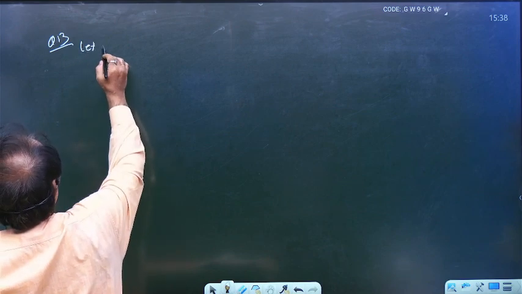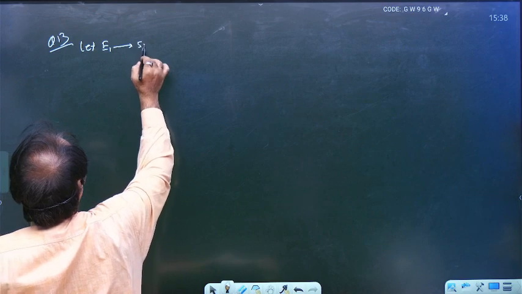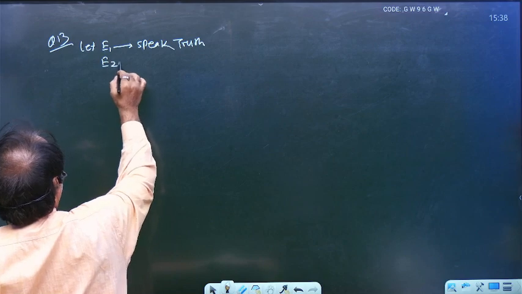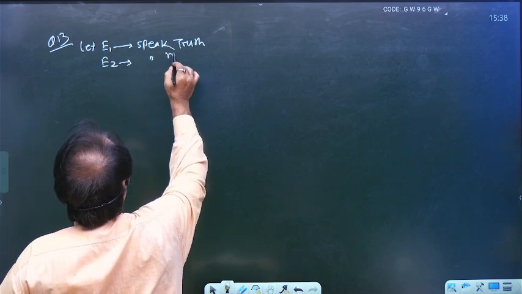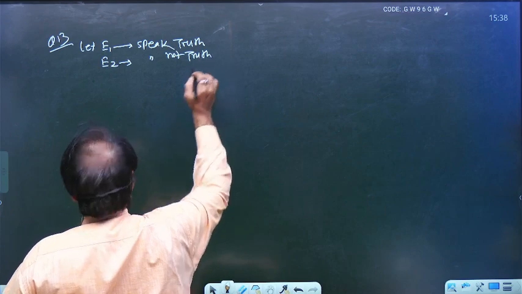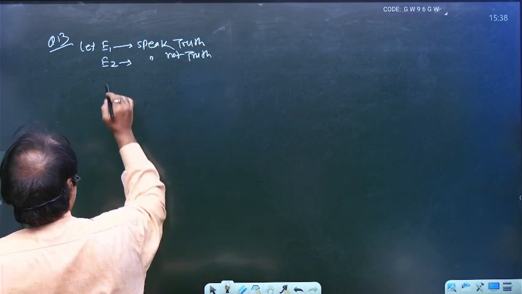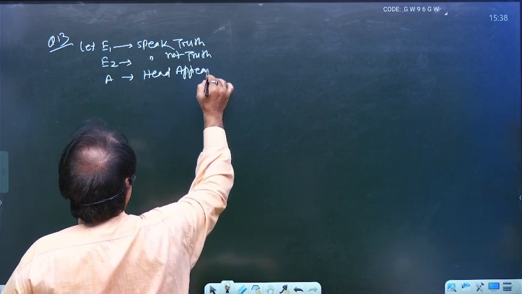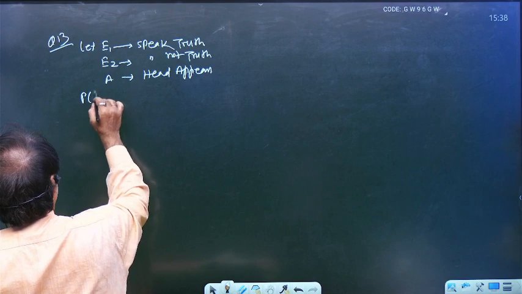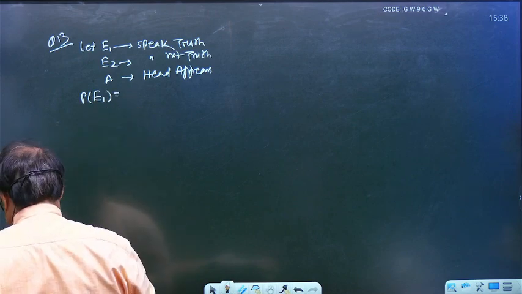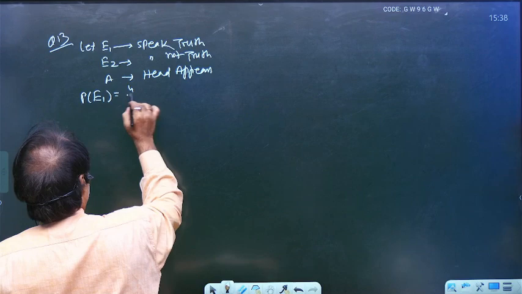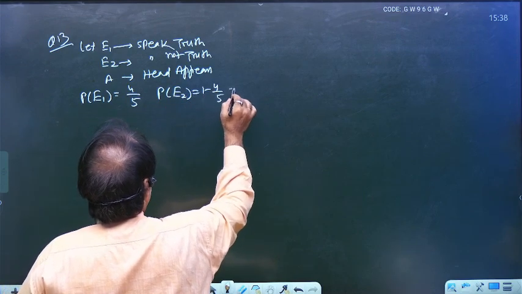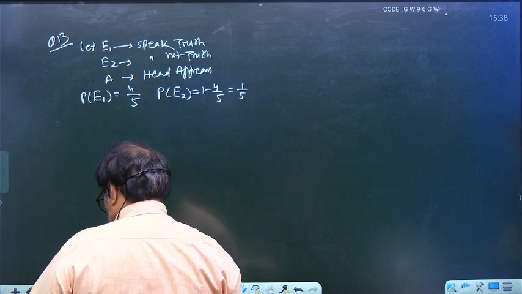Let E1 speak truth, okay, and E2 speak not truth. Okay, and A: head appears. Okay, head appears. So probability of E1, this is given, 4 by 5. So probability of E2, that is 1 minus 4 by 5, that is equal to 1 by 5.